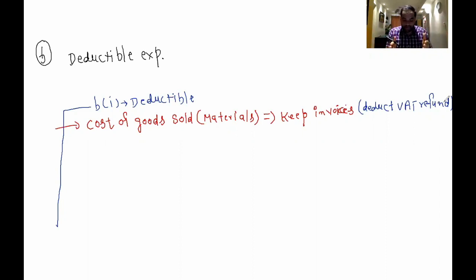You can take benefits either on one side or the other side, but you cannot take benefits from both sides. This is illegal. So keep in mind, if you already got the tax refund, then you have to deduct it from your material cost. That's why we require our invoices, to know exactly how much VAT we are paying, and you are also providing evidence that you already got refunds, and then you subtract it. Keep this in mind.